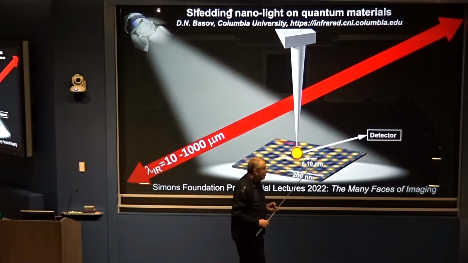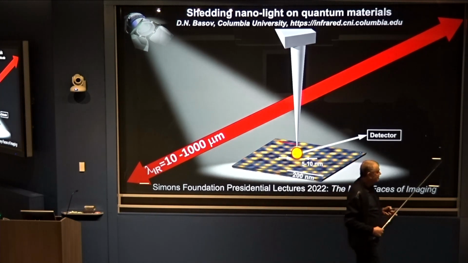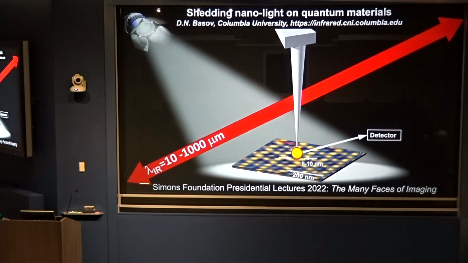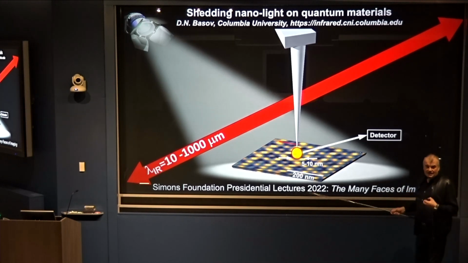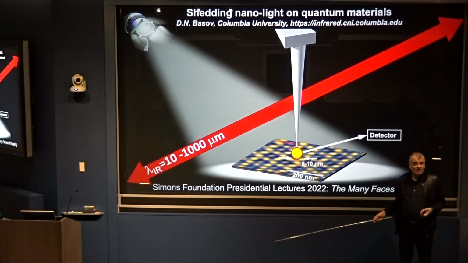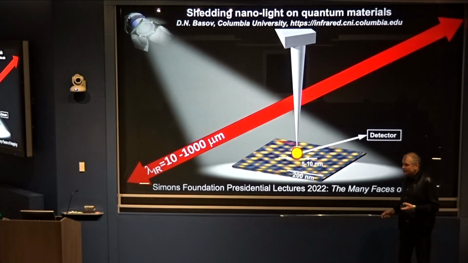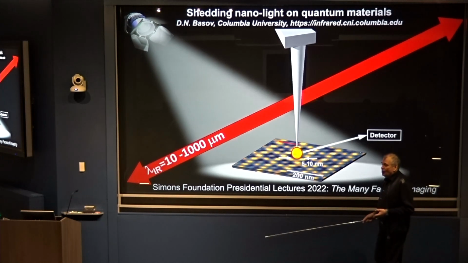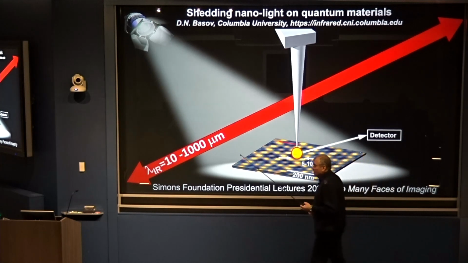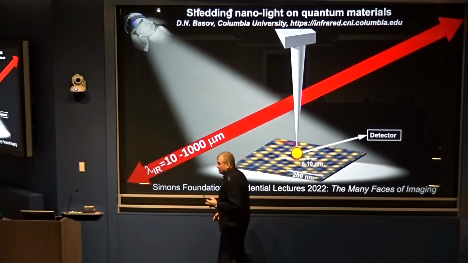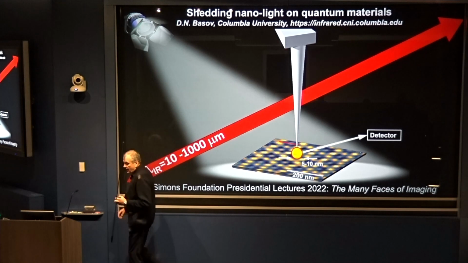The rest of the optical path is in free space, so you can put any light source you want here, and that's how you collect the signal just from underneath the tip. That's how you get to the nanoscale. That's what nanolight is about. It's not only a buzzword. It's a reality of our experiments that we are doing on a daily basis at Columbia.